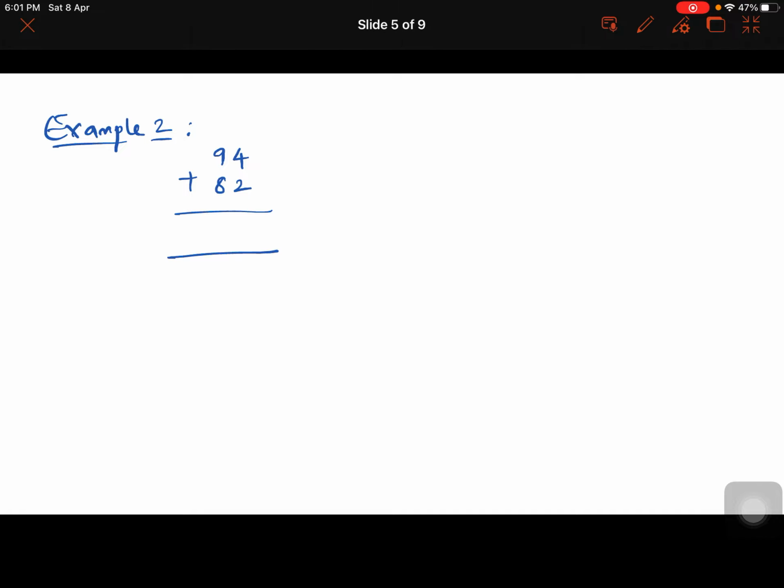To give you more clarity, I'll take one more example very quickly. So here we have the second example. Let me treat them as normal decimal numbers. What is 4 plus 2? It is 6. What is 9 plus 8? It is 17. So 176 should be the result. Let us see in reality what we get.